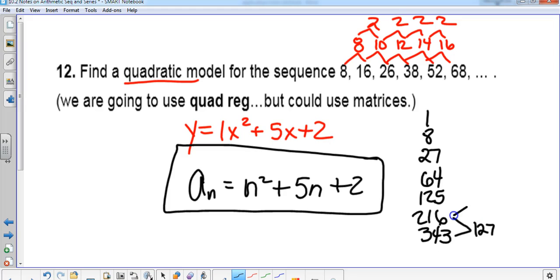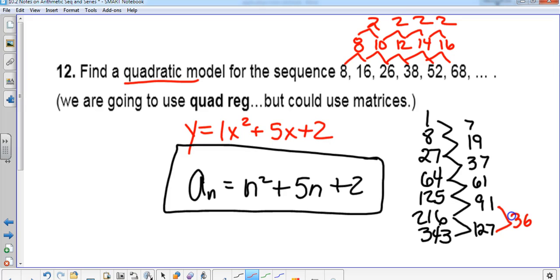If we screw this up like we did last hour, we're just stuck. 216 minus 125. 125 minus 64. 64 minus 27. 27 minus 8. Okay. Now again, I'm going to start at the bottom. 127 minus 91. 91 minus 61. 61 minus 37. 37 minus 19.